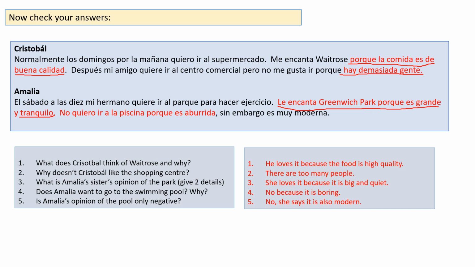And number 4, you should have written no because it is boring. She says, no quiero ir a la piscina porque es aburrida. And finally, number 5, you should have written no. Because actually, is Amelia's opinion of the pool only negative? No, well, she says it's boring, but then she uses this lovely connective here, sin embargo, however. So that tells us she's now going to change tack. She'll say something positive now, which she says is very modern, muy moderna. So pause your video if you need to make any changes now.